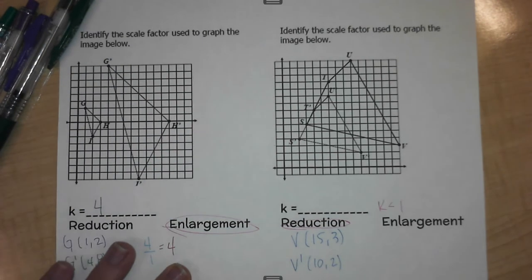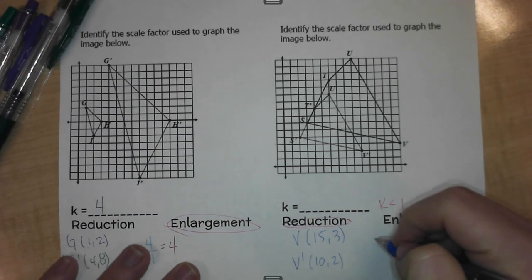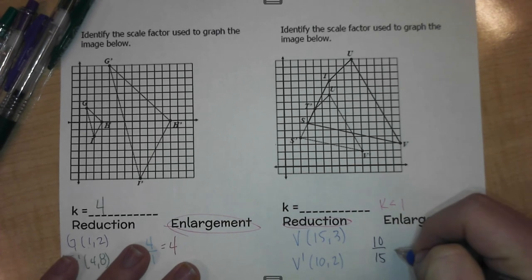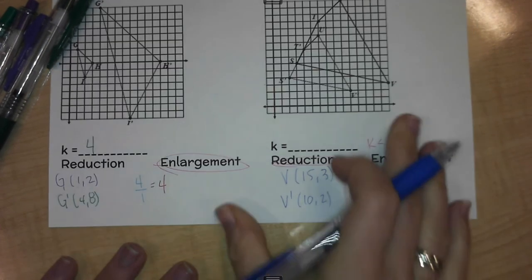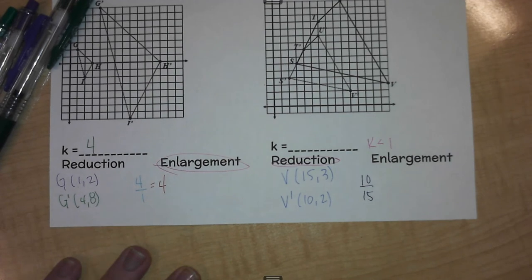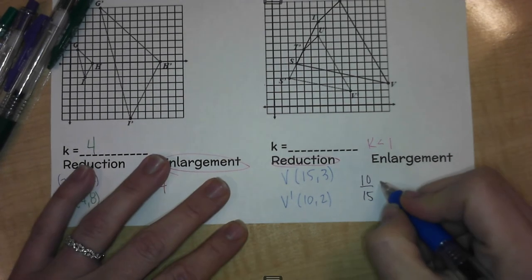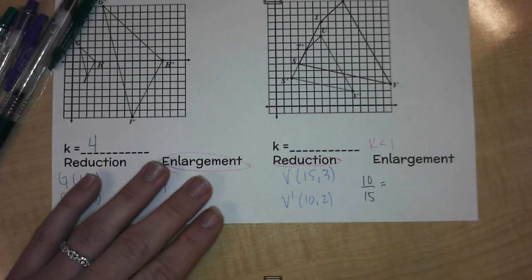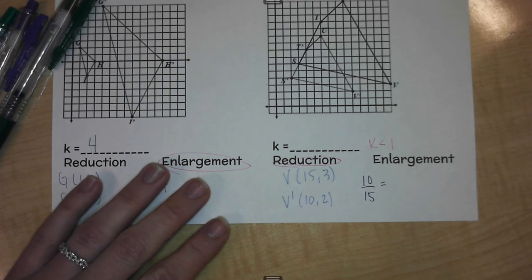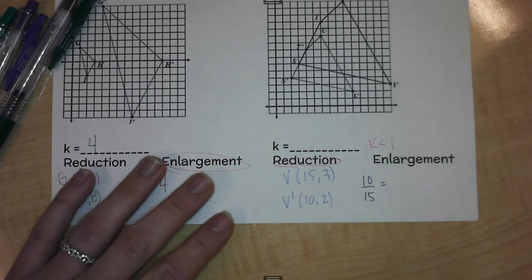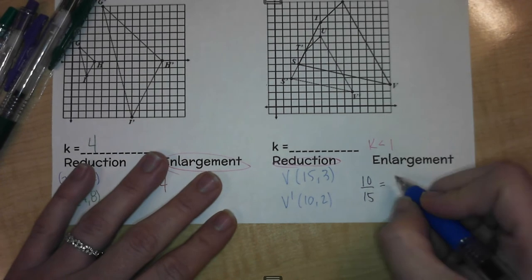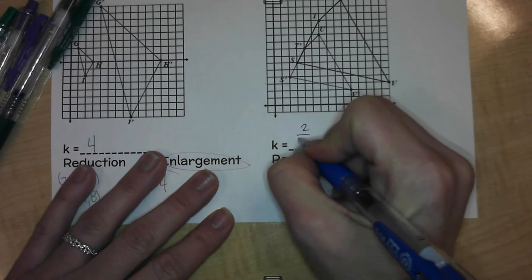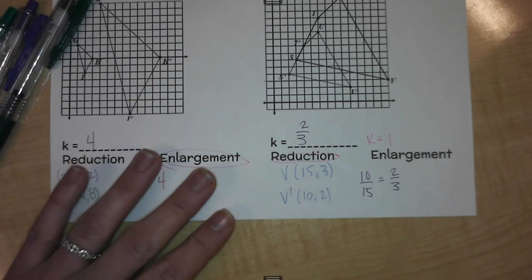So let's put image over pre-image, 10 over 15. And when I reduce that fraction, remember reducing our fraction, we're finding the common multiplier, which is 5. So then that would be 2 over 3. So our scale factor is 2 over 3.